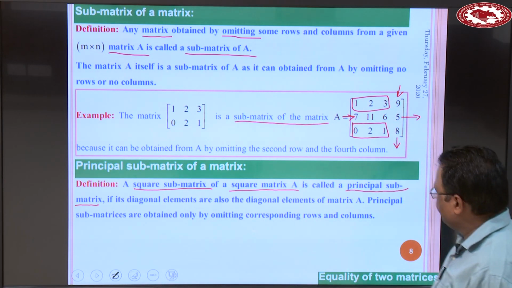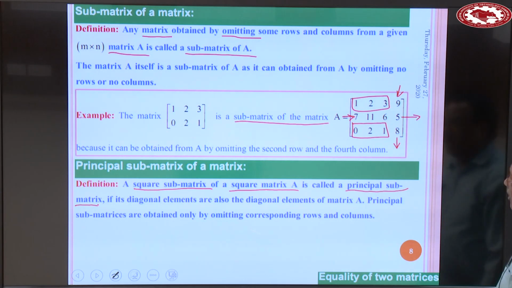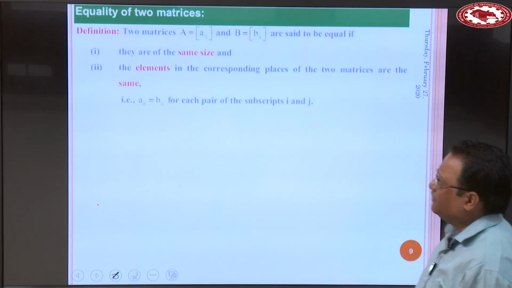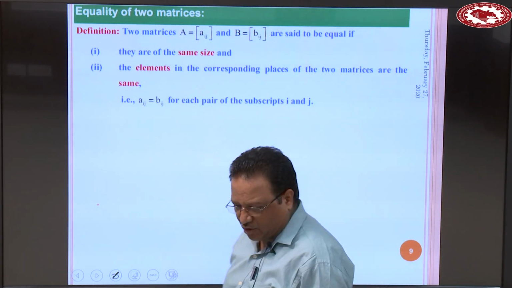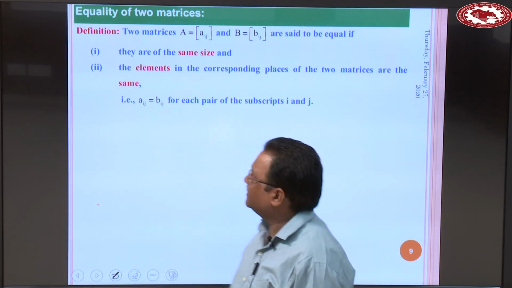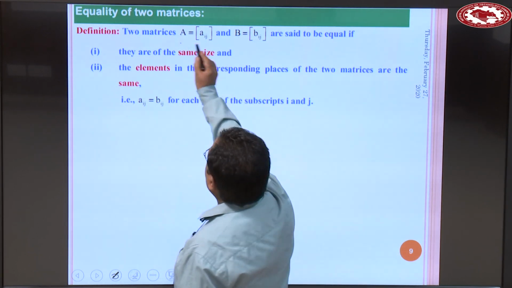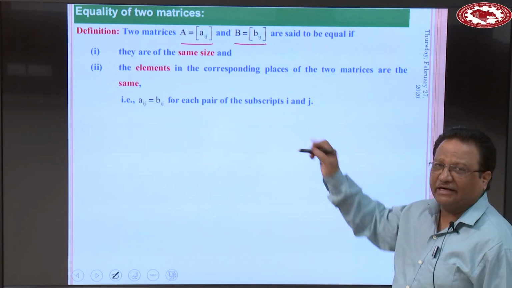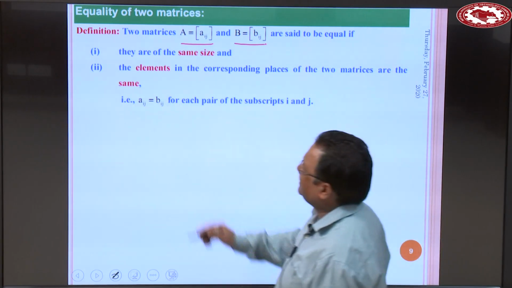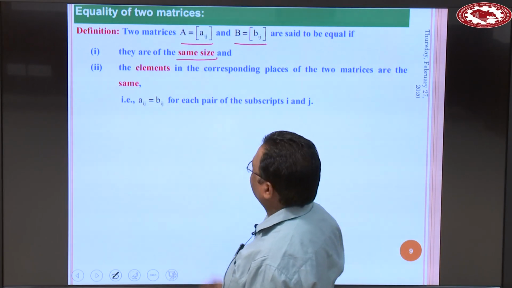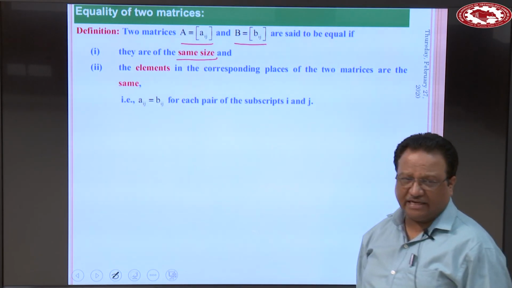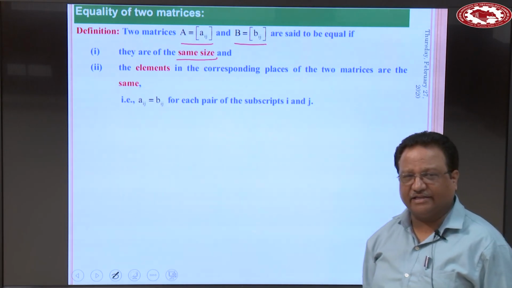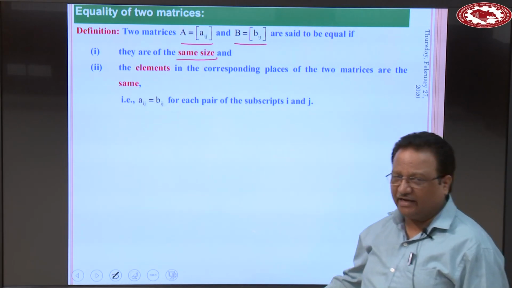Next one is equality of two matrices. How can you define this term, equality of two matrices? Two matrices A and B are said to be equal if these two properties are satisfied. The first one is that they are of the same size, meaning same size, 3 by 4 and again 3 by 4, or 4 by 2 and again 4 by 2.